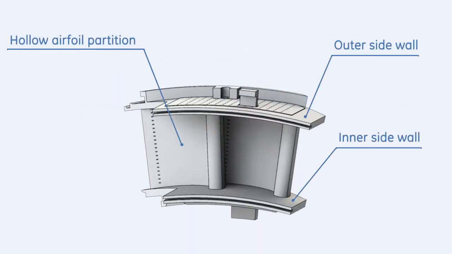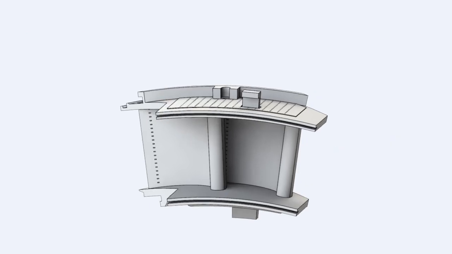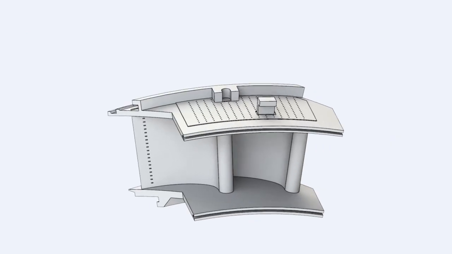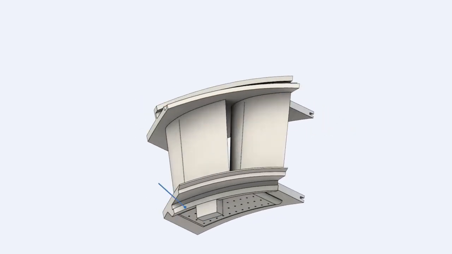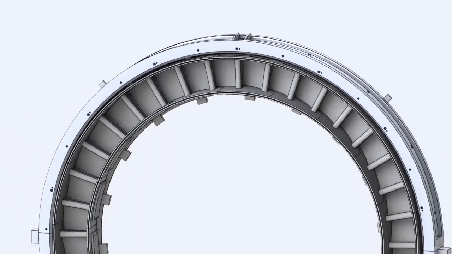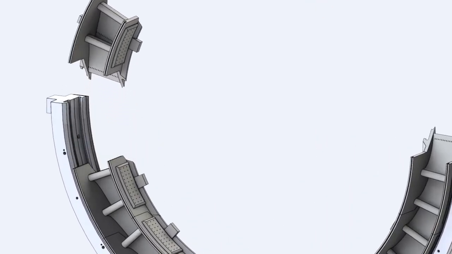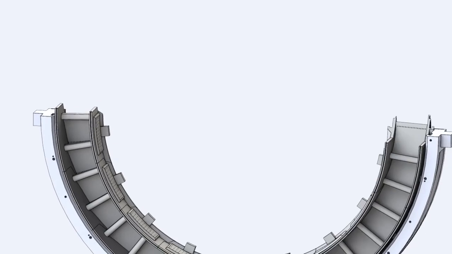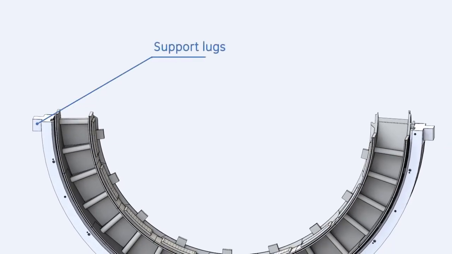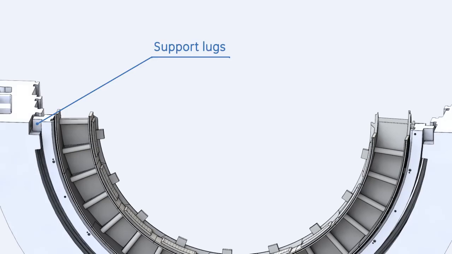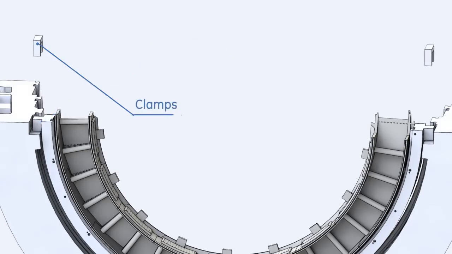These partitions are hollow. This permits the relatively cool compressor discharge air to cool the nozzle segments by entering from the impingement plates and exiting through holes on the trailing edge into the hot gas path. The 18 segments are contained on a horizontally split retaining ring. The retaining ring is supported to the lower turbine shell by 2 lugs extruding from the lower retaining ring half and held in place by clamps.